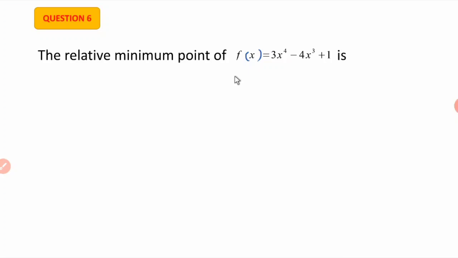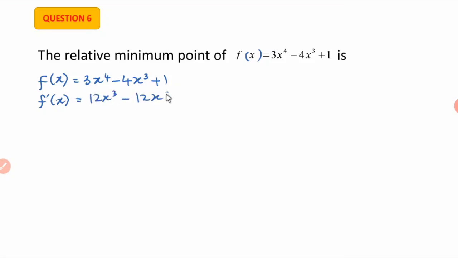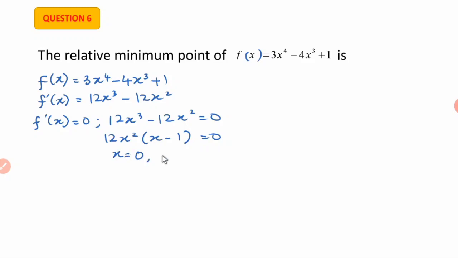Find the relative minimum point of f(x) equals 3x to the power of 4 minus 4x cubed plus 1. For f(x), 3x to the power of 4 minus 4x cubed plus 1, you find the first derivative: 12x cubed minus 12x squared. When f prime x equals 0, we get the values of x. Factorize, and we get x equals 0 and x equals 1. We have two critical values of x.